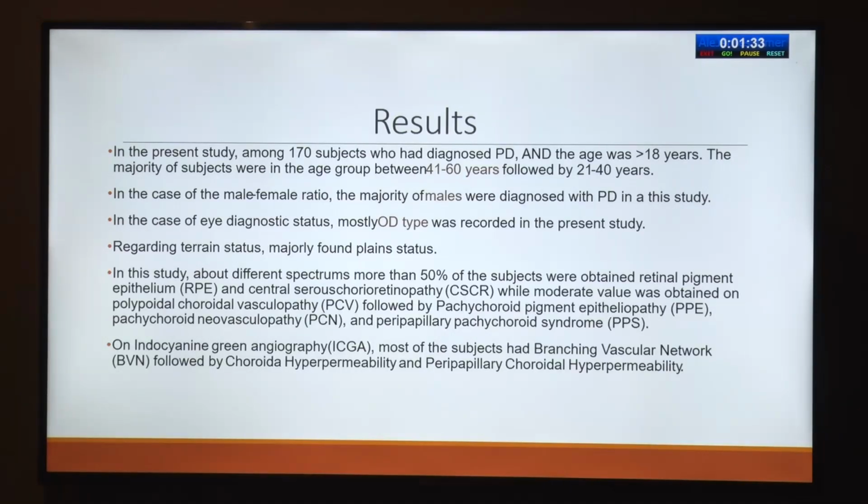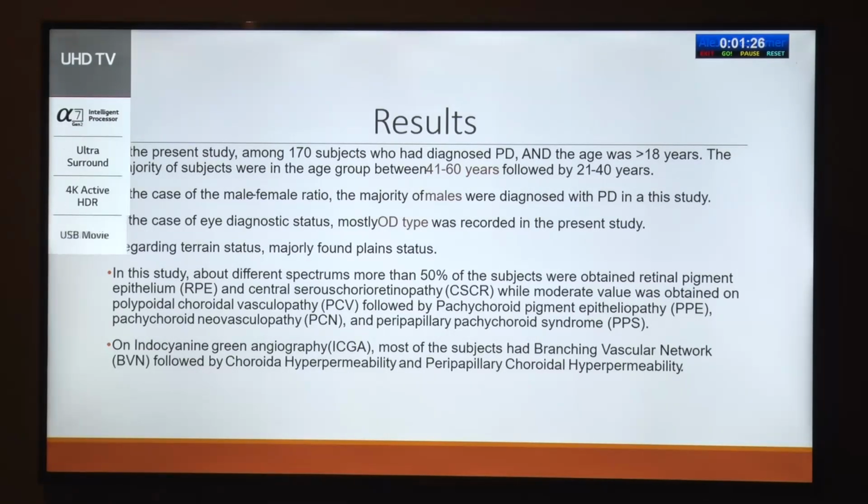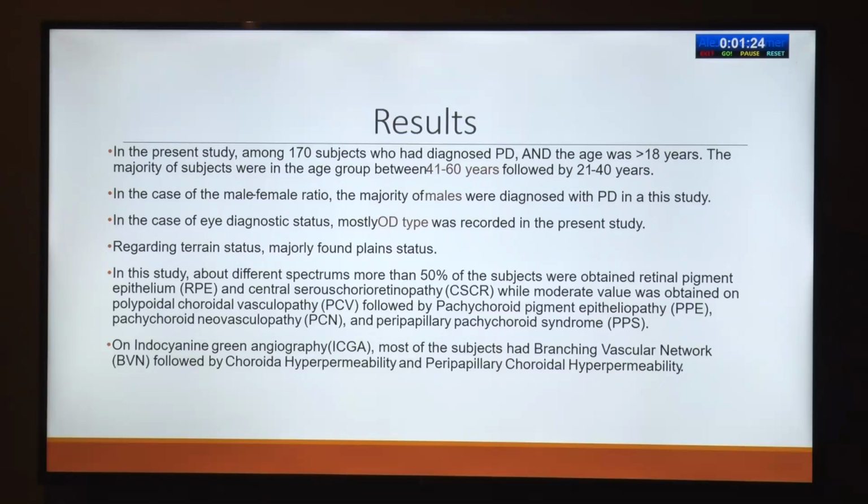In this spectrum, more than 50% of patients had RPE changes, PED, and CSR, and next were PCV and PCN, and the least were PPS and PCN. On ICGA, most of the patients had BVN, followed by choroidal hyperpermeability and peripapillary choroidal hyperpermeability.